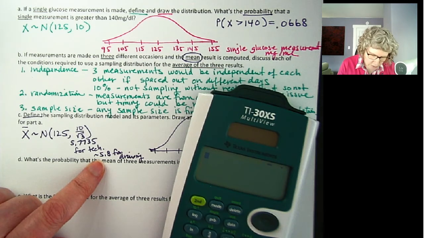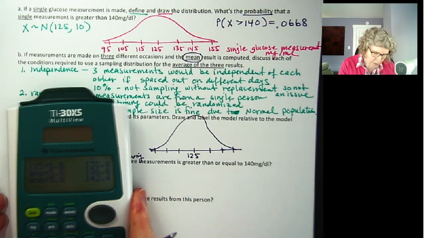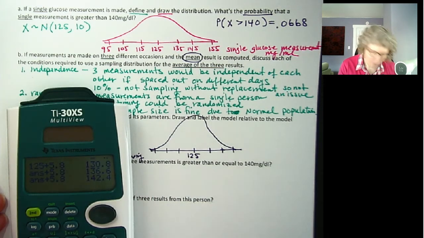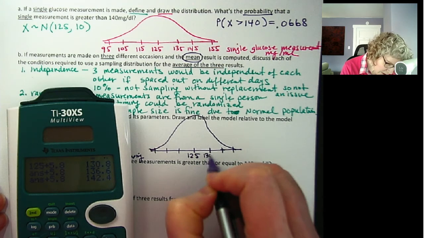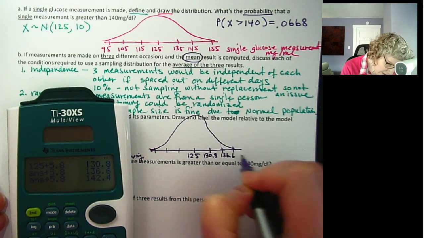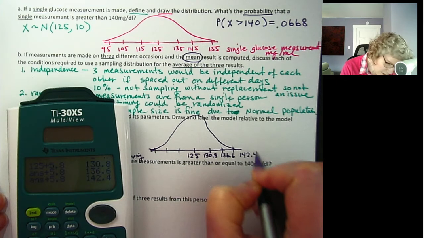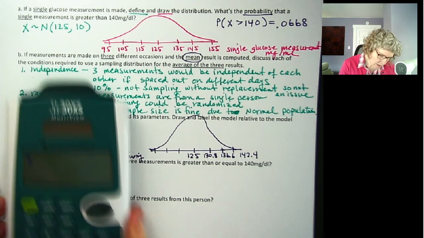Okay, so 125, I'm going to do plus 5.8, enter, plus 5.8, enter, plus 5.8, enter, and now I've got all my numbers, which makes it a little harder because I have less space and more decimals to work with, but I'll do the best I can. 130.8, 136.6, and 142.4. And then same thing going the other way.